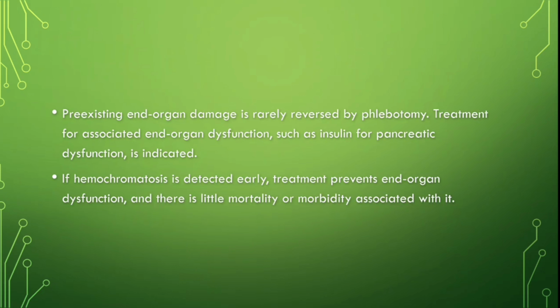Pre-existing end organ damage is rarely reversed by phlebotomy. So treatment for end organ dysfunction such as insulin for pancreatic dysfunction is indicated, basically symptomatic management. If hemochromatosis is detected early, treatment prevents end organ dysfunction, and there is little mortality or morbidity associated with it.